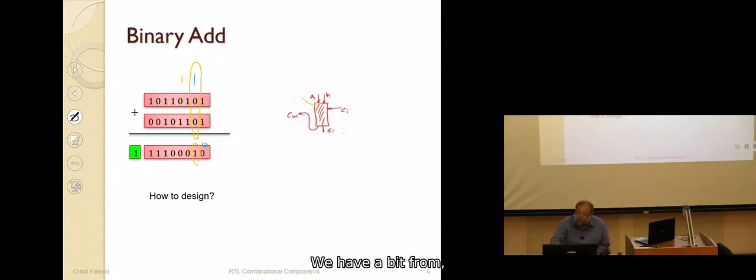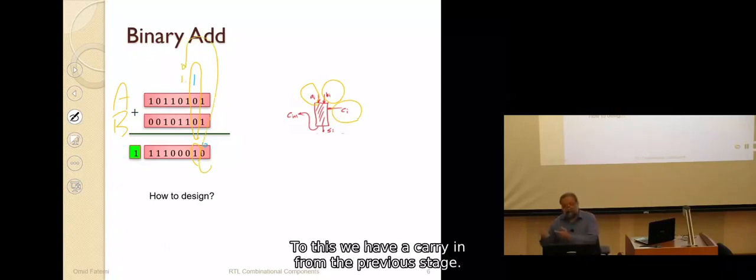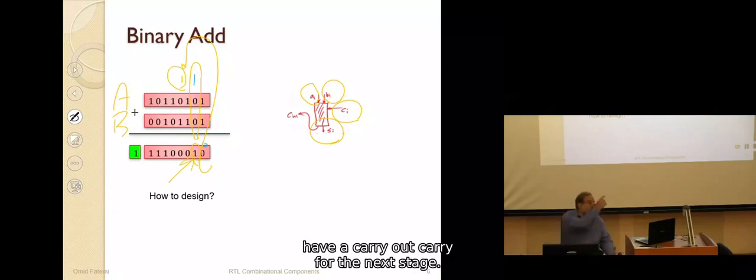So if you look at it, we have this, which is repeated. We have a bit from, let's say, number A, this is A, this is B. We have a bit from number B, and we have a carry coming from the previous stage. We have a carry in from the previous stage. We add them together, we get a sum for this bit, and then we also may have a carry for the next stage. So as you could see, this is the full adder circuit.